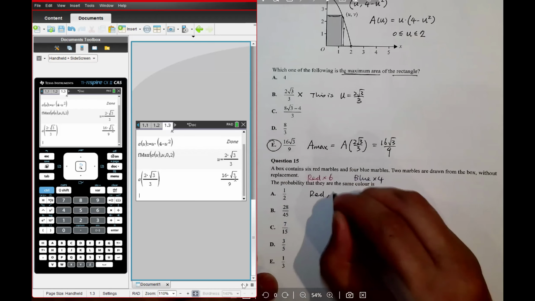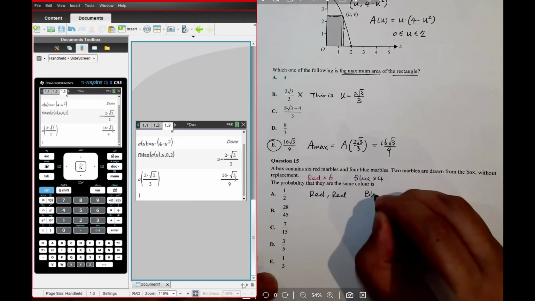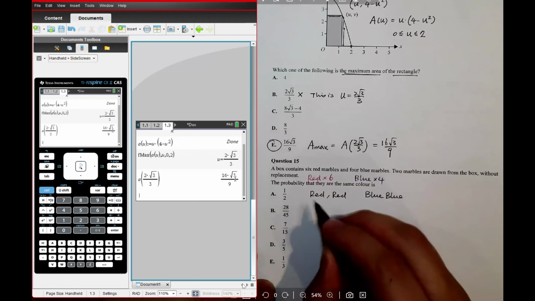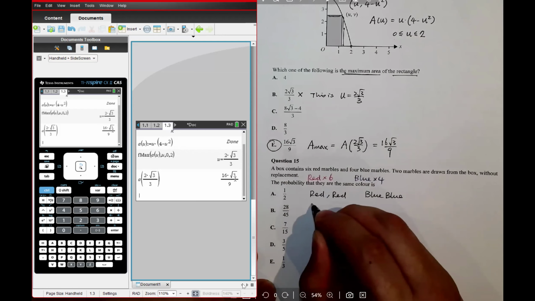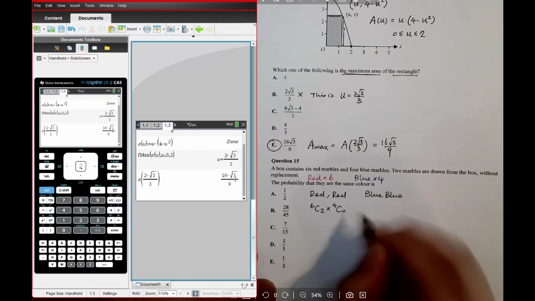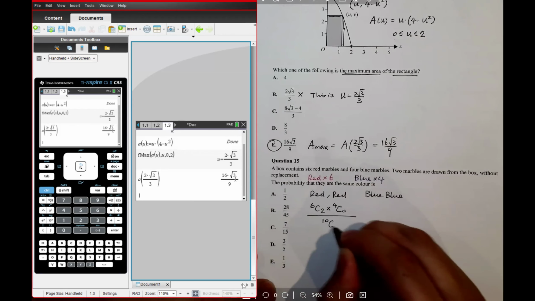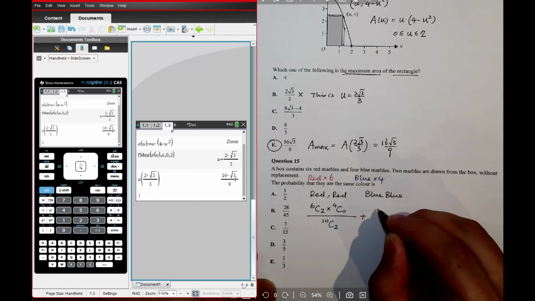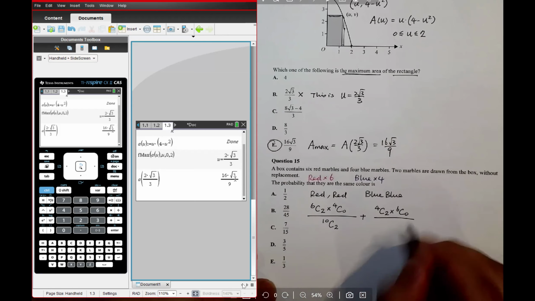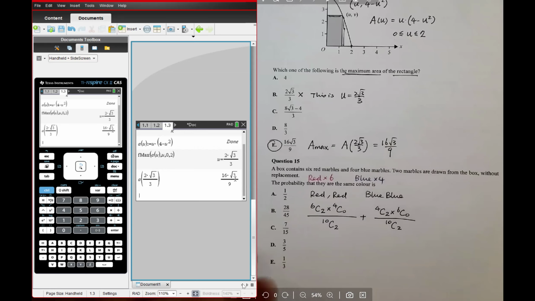We'd like to have red, red, or blue, blue. You might want to use a tree diagram to illustrate this scenario, but my instinct is, okay, from 6 available red, I choose 2. And for the remaining 4 blue, I choose nothing. Divided by total 10, we choose 2. And then from the blue, we have 4 choose 2 blue times 6 choose 0, divided by 10 choose 2. So this property holds if you are applying sampling without replacement.